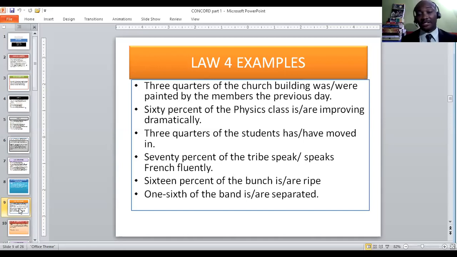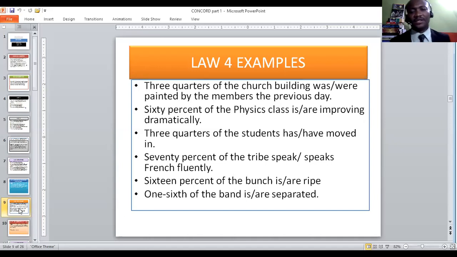We have students, that is plural, and we take have. So it will be 3/4 of the students have moved in. 70% of the tribe speak or speaks French fluently? Now, the subject closer to the verb here is tribe, and that will be speaks, singular. 16% of the bunch is or are ripe?